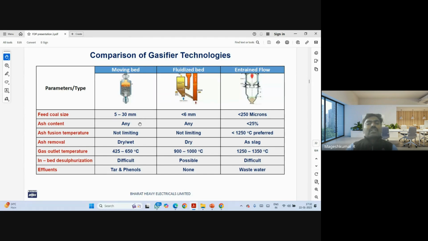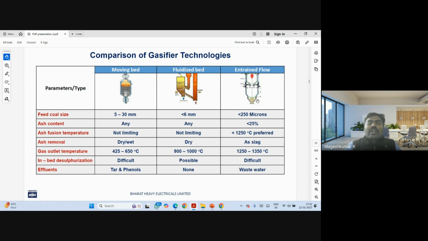In this case also it is almost a similar size that can be used, but the temperature at which it is operated is slightly lower. Here it would be ash and a dry process of removing. As I said, the tar and phenols would be very difficult to remove for Indian coal. We face a lot of problems in this.